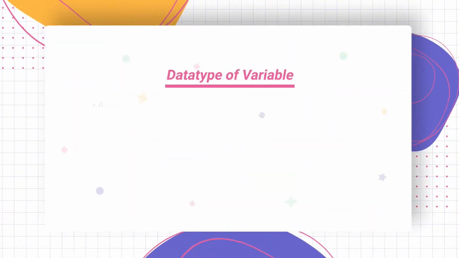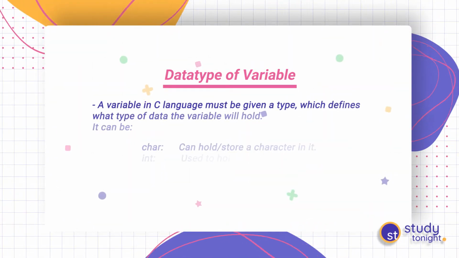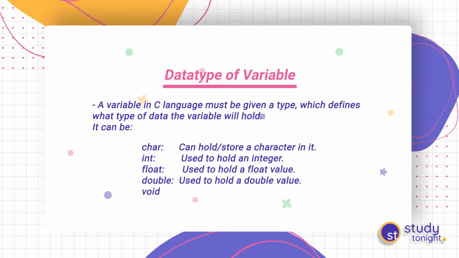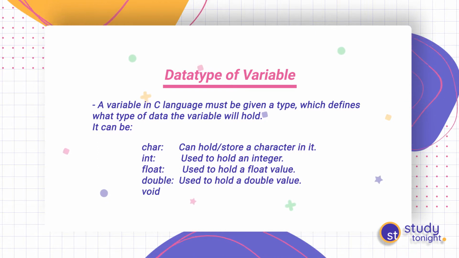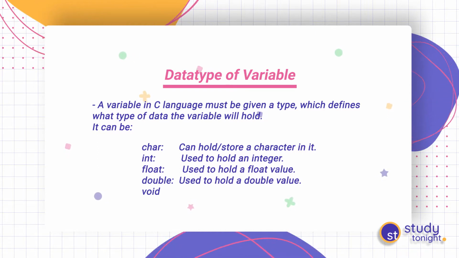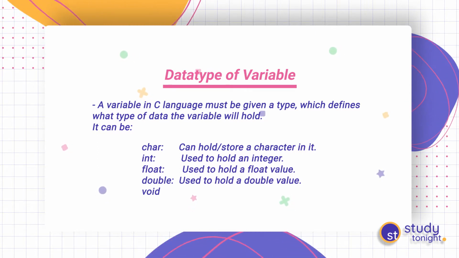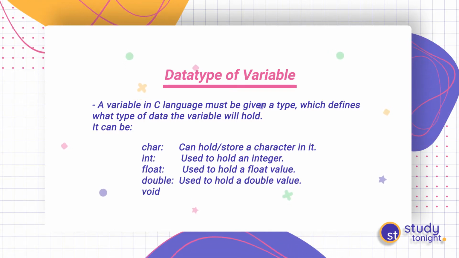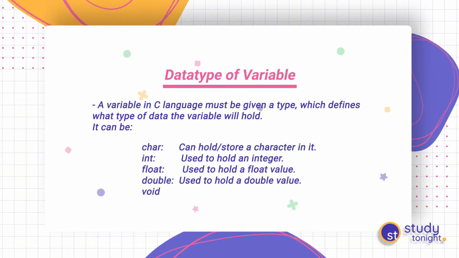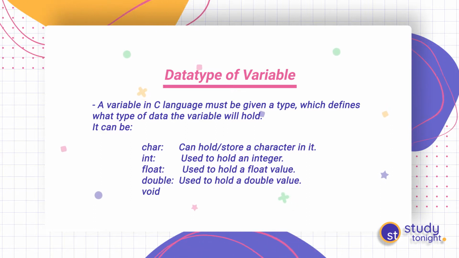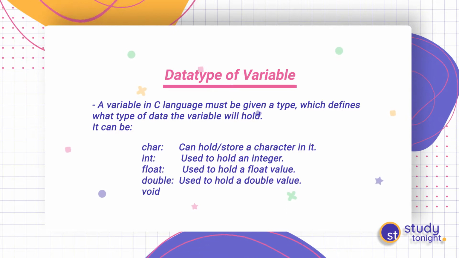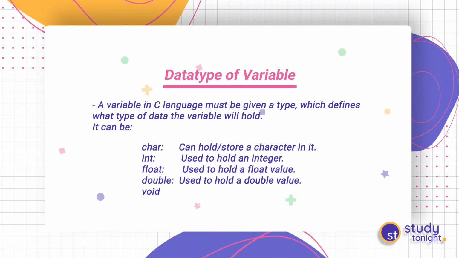Now, what are the data types of a variable? A variable in C language must be given a type, which defines what type of data the variable will hold. It can be char, that is, it stores a character. If you want to store an integer, we can use int. Then float to use a float value. Then double to use a double value, or void if you don't want to give any value.